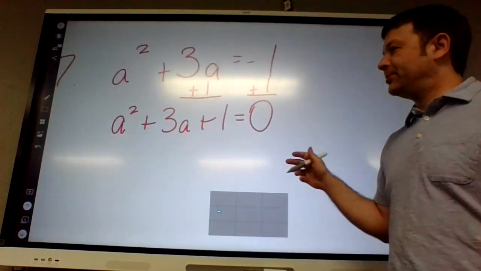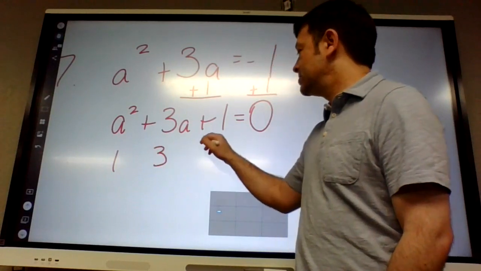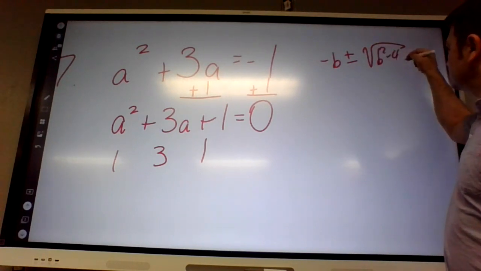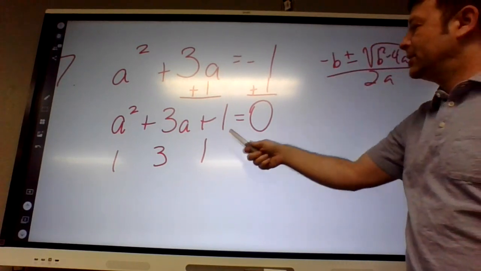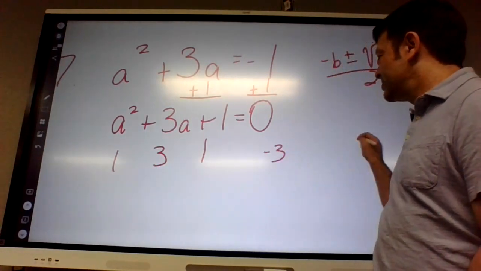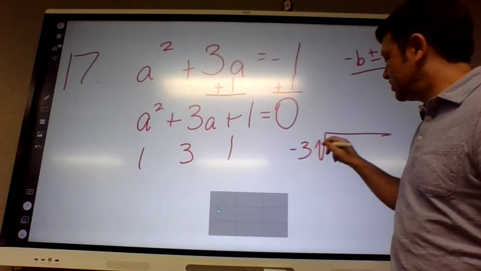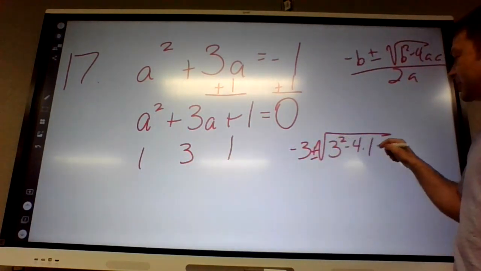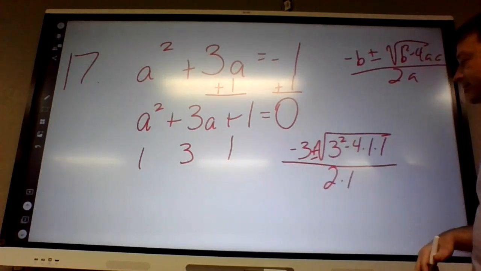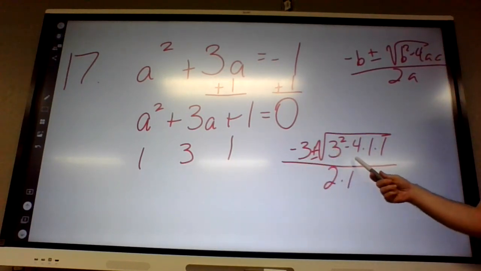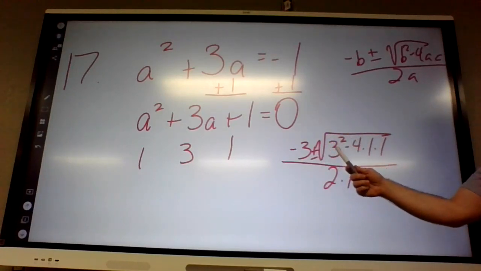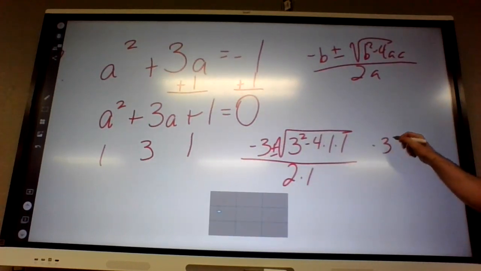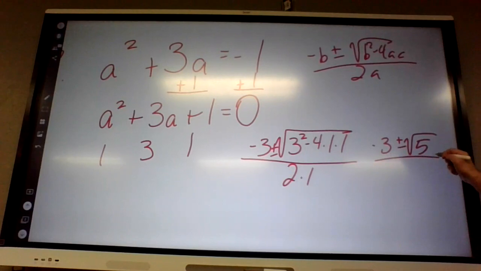It does not factor, so I'm going to use my A, B, C and plug it in. Negative B, plus or minus the square root of 3 squared minus 4 times A times C, over 2 times A. Here's where all the magic happens. 9 minus 4 is 5. So we get negative 3 plus or minus the square root of 5, over 2.